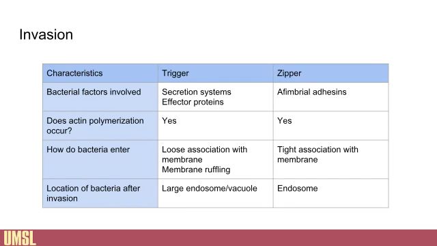And so the end result is that the endosomes or vacuoles that get formed via this trigger mechanism are much larger than endosomes that are formed by the zipper mechanism, which is through tight association with the host cell membrane, that then you basically form this really tight cocoon around the invading bacteria.